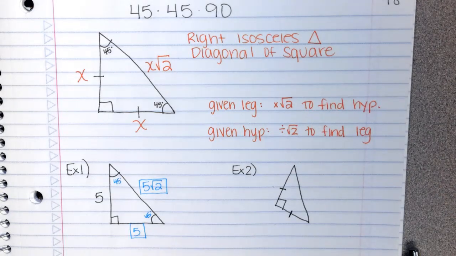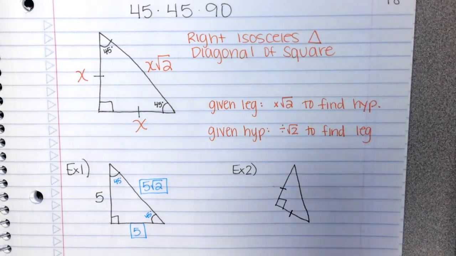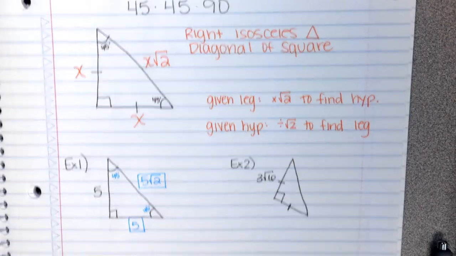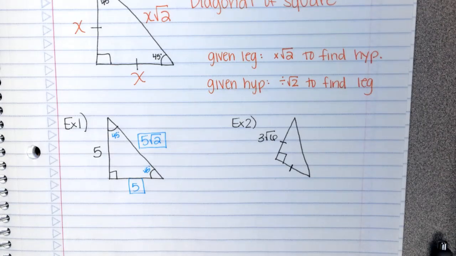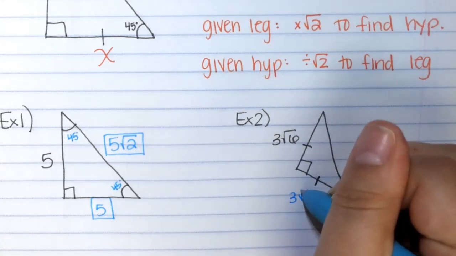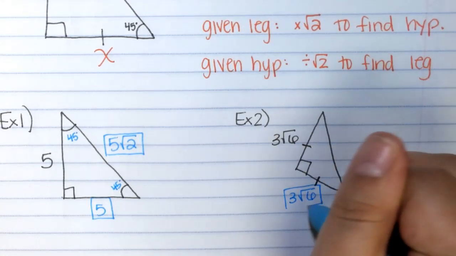Because you're not always going to be given nice and pretty numbers. Good question. So what if I give you this triangle? How do you know this is a 45, 45, 90 triangle? Because it's isosceles and has a 90. Right isosceles. I gave you a leg of 3 square root of 6. What do I know? The other leg is 3 root 6.